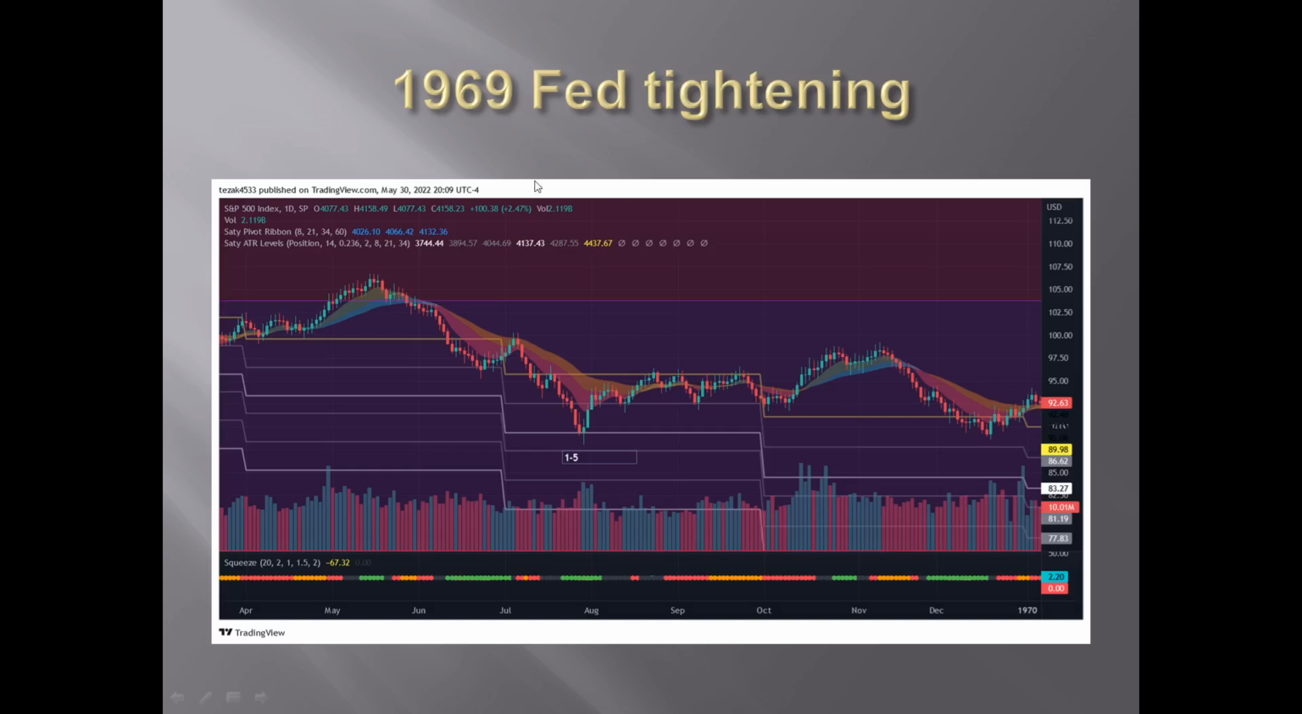1969. The only thing going on here was the Fed kept tightening, so you got this nice little move here. Bounced off the ATR. This, in theory, might have been a Category 2. Now I'm looking at it again because it went way down here. But regardless, it was still less than a day.